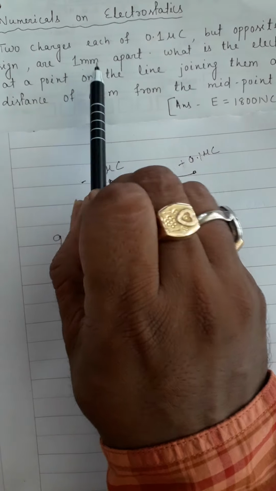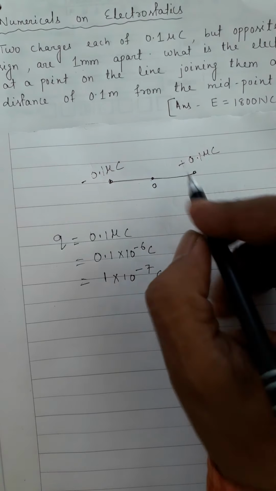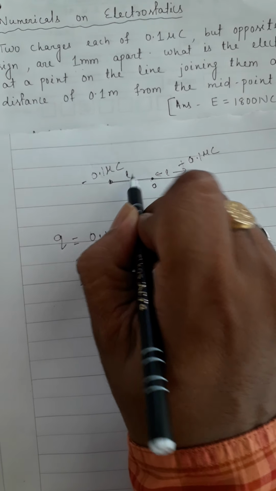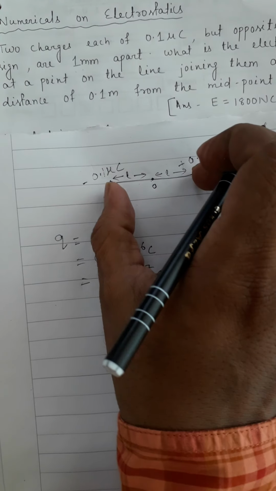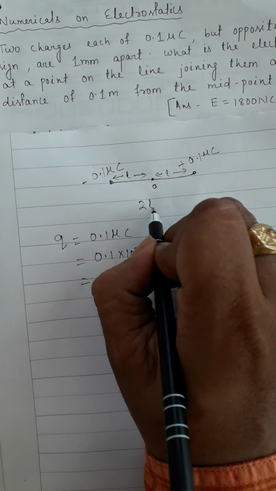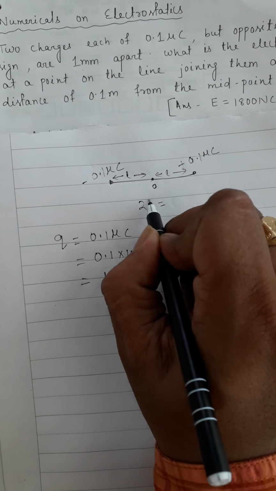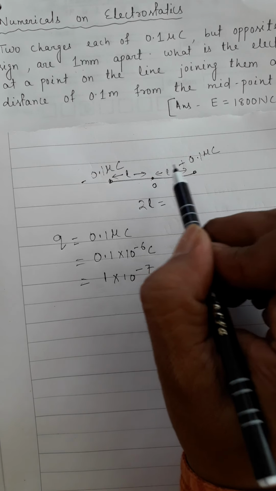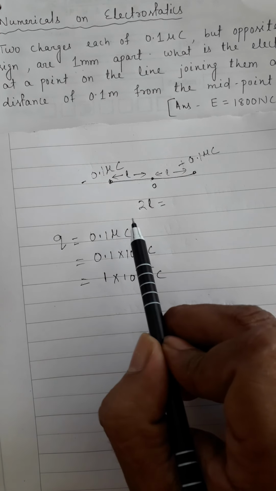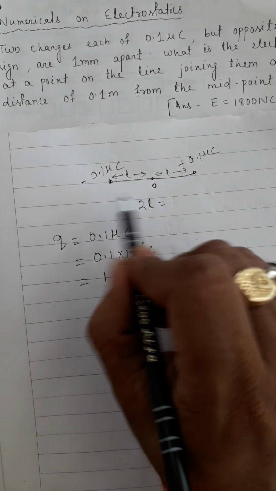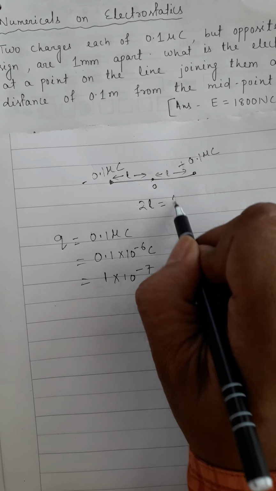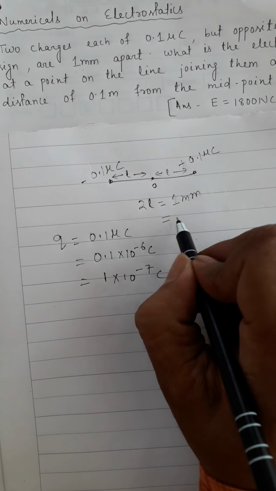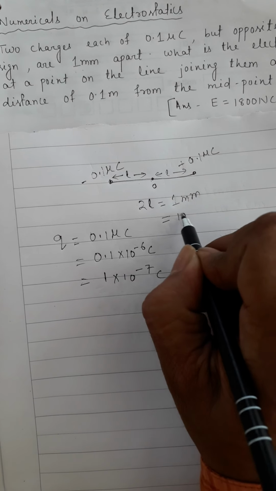And the distance between the charges of the dipole is 1 millimeter. So if this distance is L, this distance is also L from the center of the dipole. So the total distance between the charges is 2L, or you can write it as 2A. Here instead of L, you can also denote it as A. So here I will write L. So 2L is equal to 1 millimeter, or if we convert it into meters, the SI system, then it will be 10 to the power minus 3 meter.